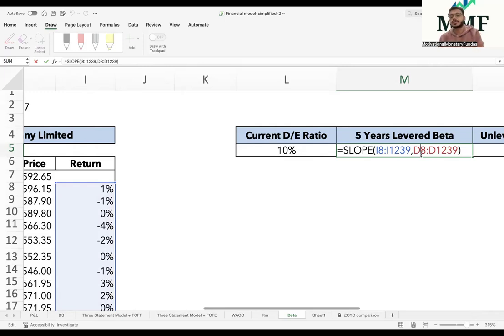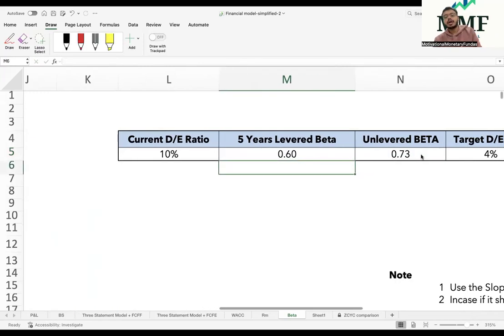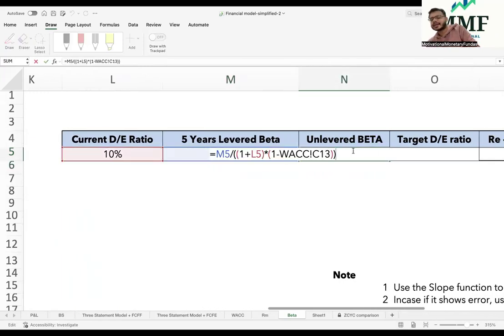It's a levered beta always. Now, if I want to unlever this beta, I can simply use the formula: my levered beta divided by 1 plus (1 minus tax rate) into debt by equity.